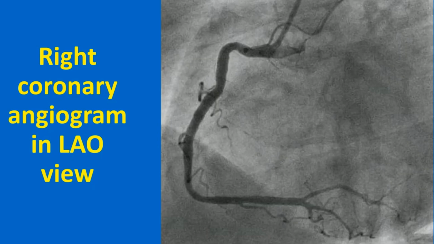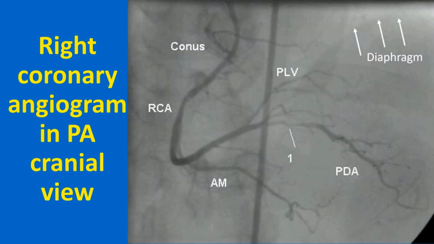Even when the right coronary artery is dominant, the major portion of left ventricular myocardium is supplied by the left coronary artery. PA cranial view of right coronary angiogram is shown here. As in other cranial views, diaphragmatic contour can be seen high up in the field. A tight lesion is seen in proximal portion of PDA marked as 1. PLV, posterior left ventricular branch, AM, acute marginal branch, RCA, right coronary artery.